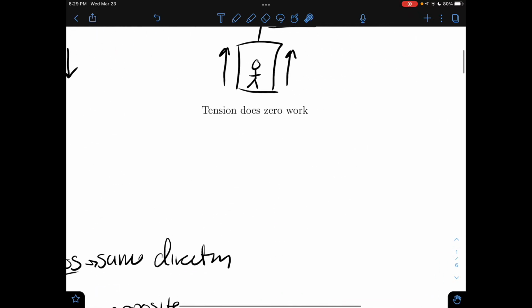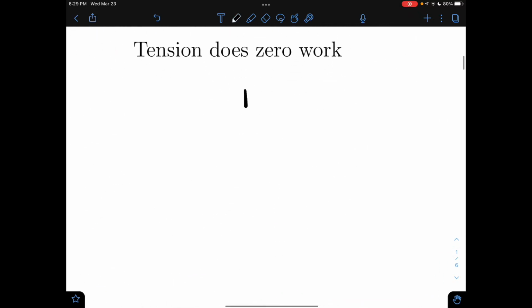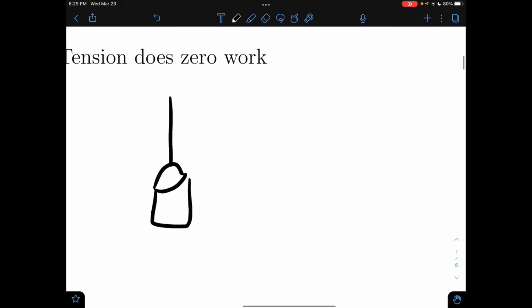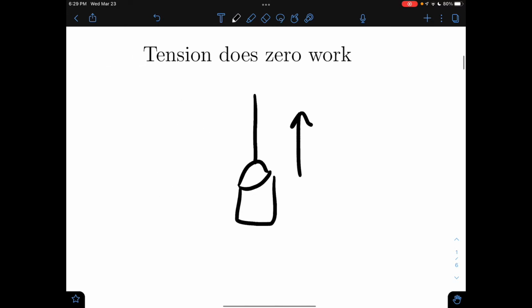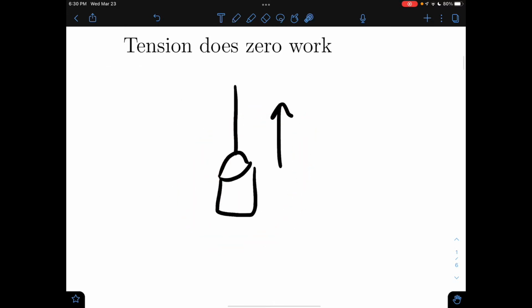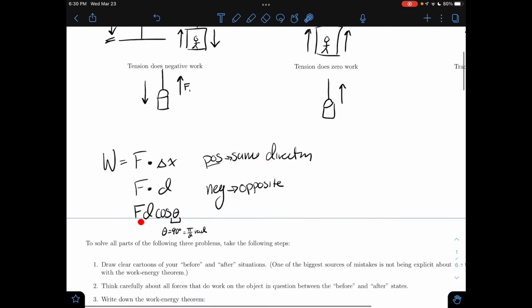So if there's no displacement, this could be anything. I was saying I was holding a bucket before and pulling it up a tree and all this stuff, but if the tension's pulling up on it but the bucket's just not moving, our displacement is zero, so our work is zero.